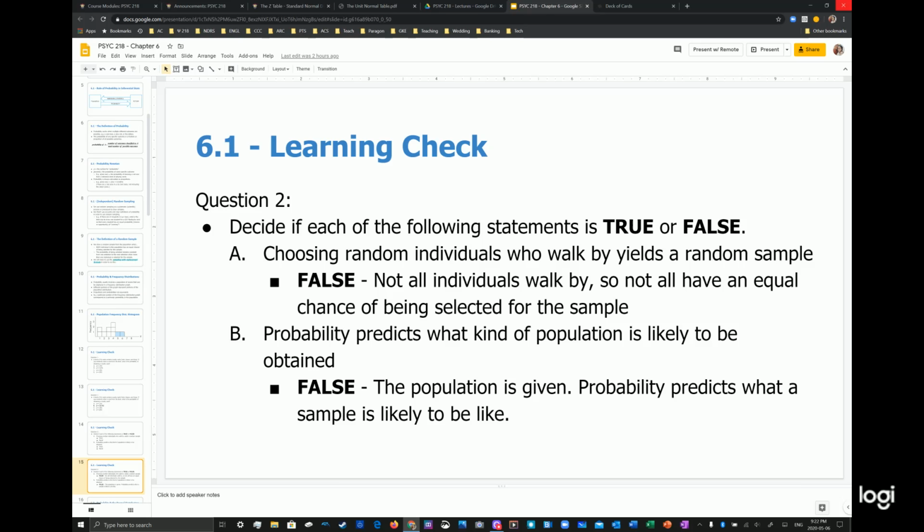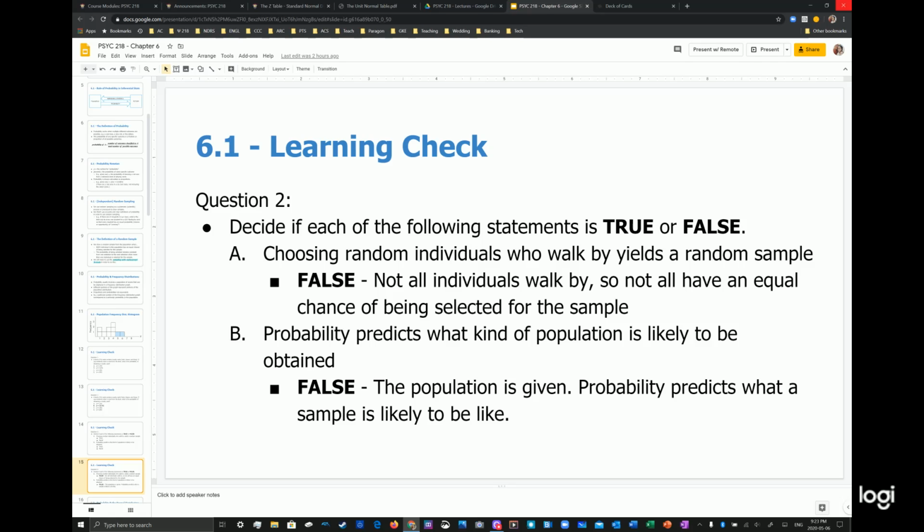And if you answered false for the first one, choosing random individuals who walk by yields a random sample, well, that's wrong, because people who walk by don't have an equal probability of being selected, especially if you consider there are other people who aren't walking that day. Random sample requires everyone in the population, whatever that is, to have an equal probability or equal chance of being selected. Chance here is being used as probability.